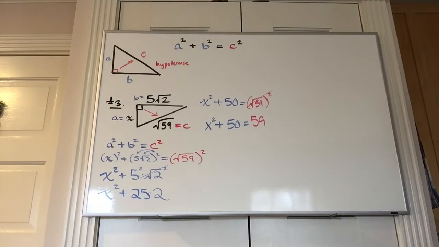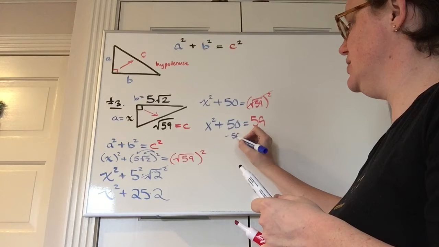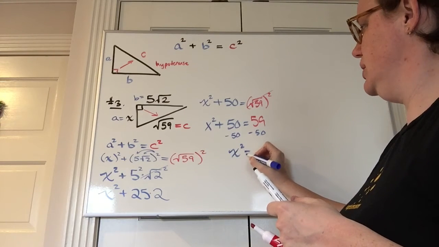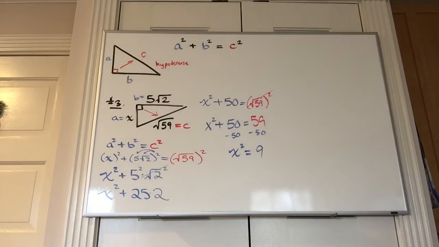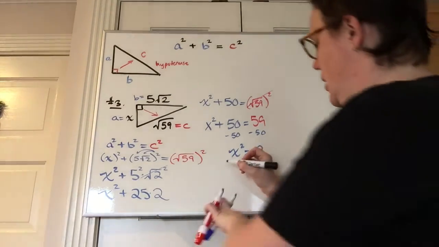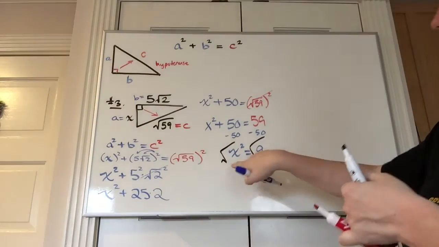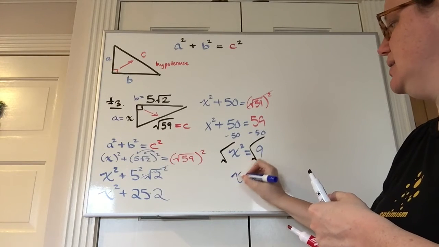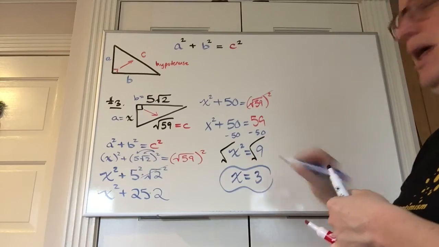And so the rest of this is easy. I need to do a little bit of algebra to get x squared by itself. So I'm going to do minus 50, minus 50. X squared all alone is going to be equal to 9. You can probably do that one in your head. What number squares to 9? Oh, that's 3. Technically, what your brain is doing is taking a square root. The square root of x squared, the square root and the square cancel out. You get that x is equal to the square root of 9, which is just 3.